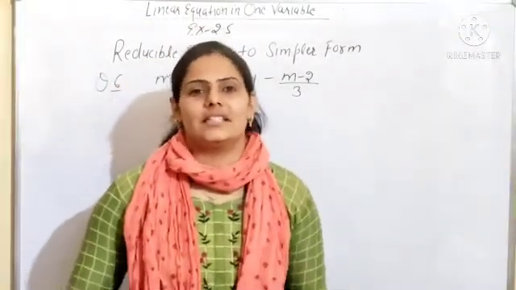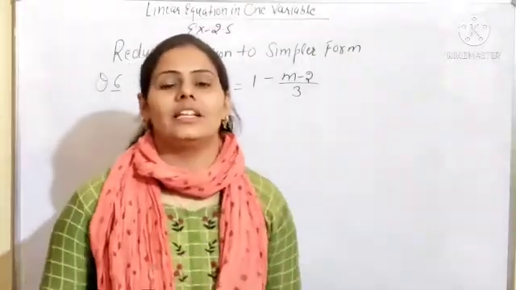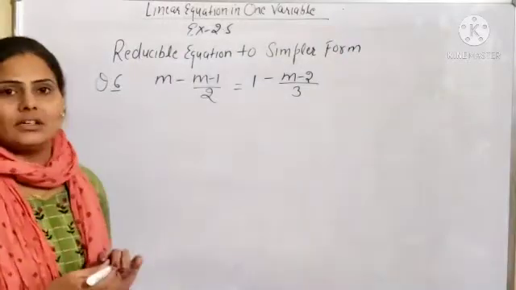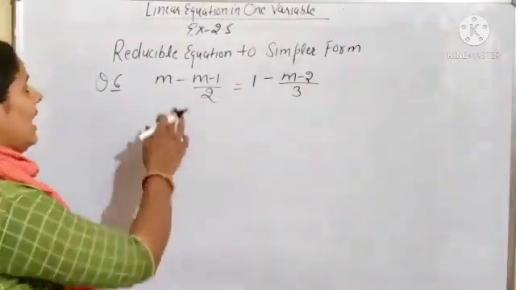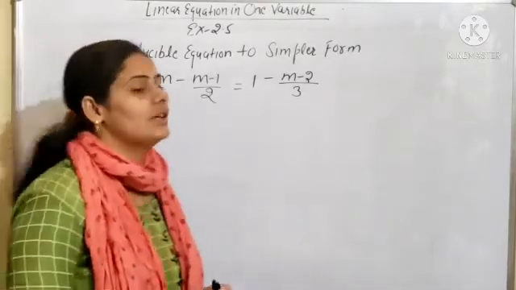So once again we will start our exercise 2.5, where we were doing reducible equations to simplest form. We have already done up to question number 5, so today we will start question number 6. So what is question number 6, beta? (m - 1)/2 = 1 - (m - 2)/3.